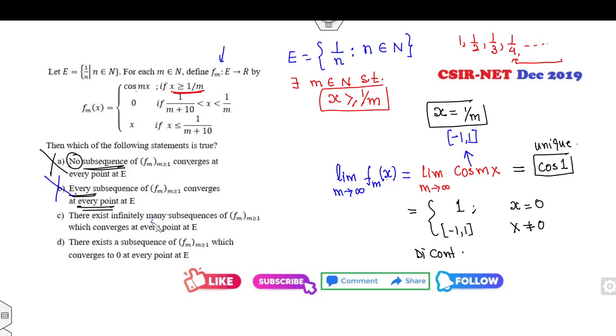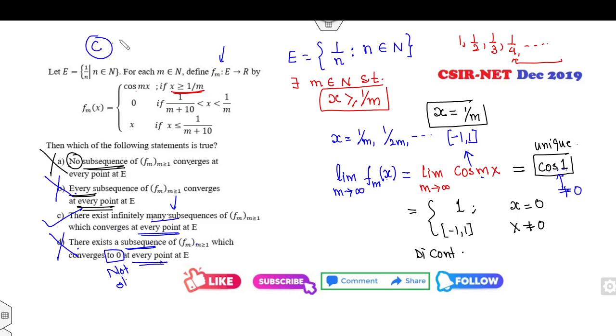There exist infinitely many subsequences that converge at every point. Yes, for different values of x, you can choose 1 over m, you can choose 1 over 2m and so on. You will get infinitely many subsequences. There exists a subsequence which converges to 0. This is not always true. Why? Because you can see there is a subsequence which converges to cos of 1, which is non-zero, but he said which converges at every point. So this option is cancelled. C is the only option which is right.